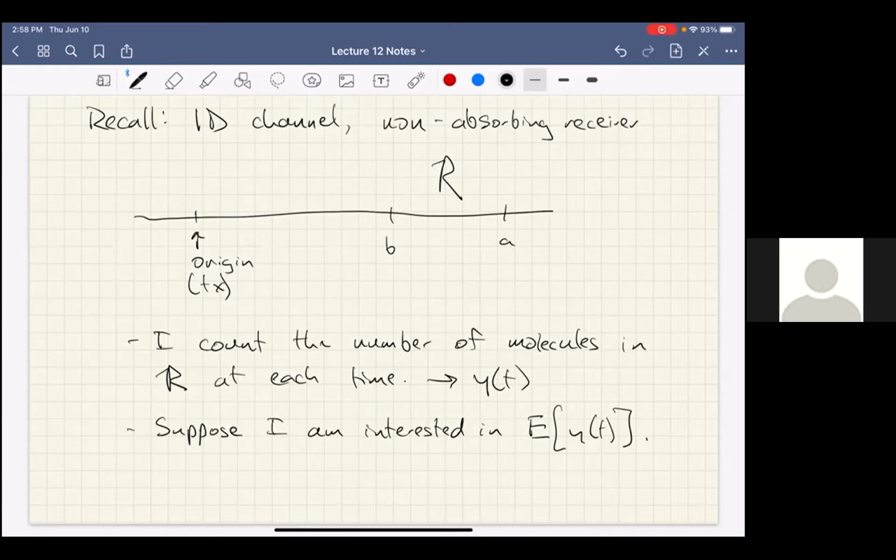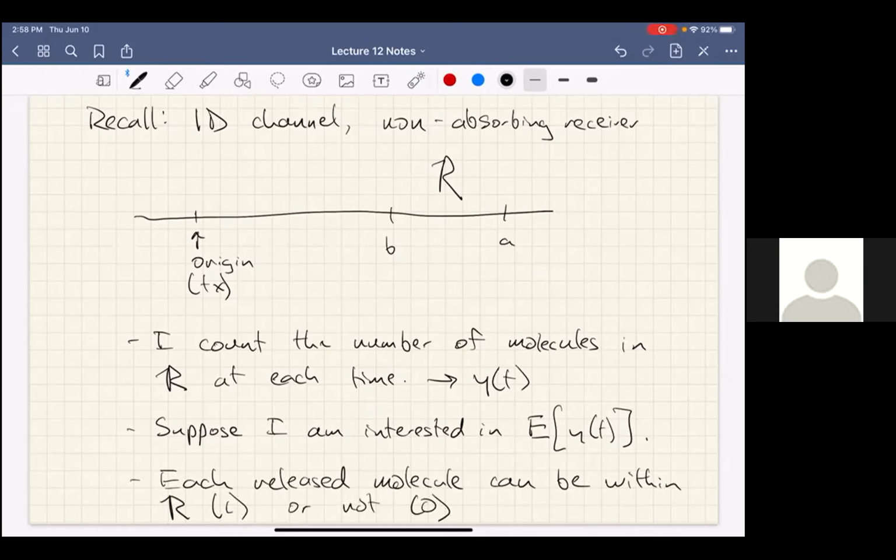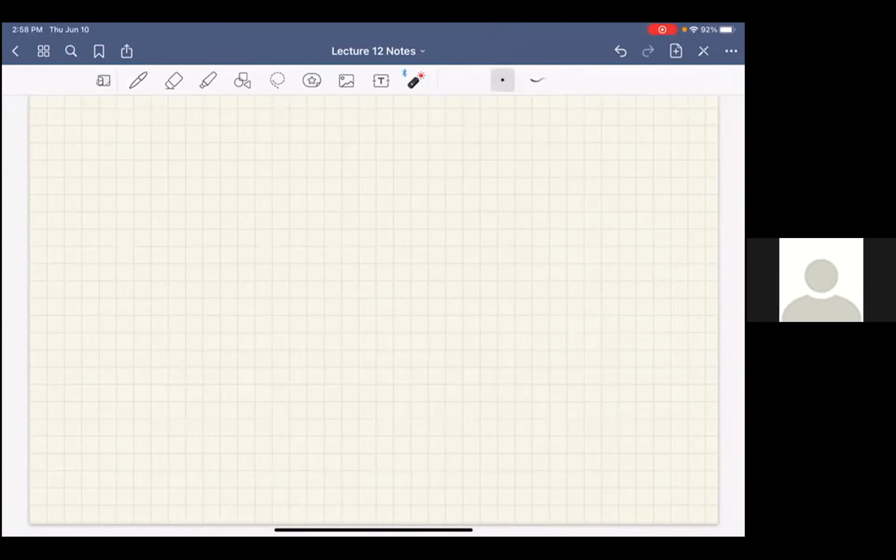And how do I get that? Well, as we've mentioned before, the way we analyze this, we say each released molecule can be within R, so I'm going to call that a 1, or not, and I'm going to call that a 0. What we're doing is we're counting. So if it's within R, then I count it, so that's a 1. And if it's not within the region, it's a 0. So basically what I need is, at each time, the expected value of Y of t is, for one single molecule, just the probability of being in R at t. That's it.